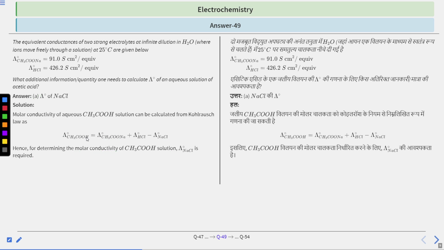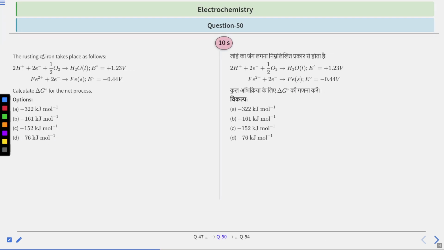Okay, let's move to the next question. Question number 50. The rusting of iron takes place as follows: 2H positive plus 2 electron plus half of O2, giving us H2O in the liquid. E naught for this reaction is 1.23 volt. Fe2 positive plus 2 electron giving us iron solid. E naught for this equation is minus 0.44 volt. So these are the reactions or equations happening during the rusting of iron.